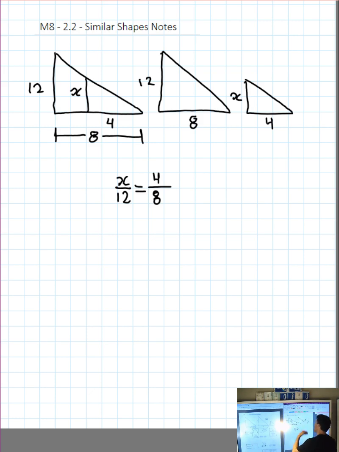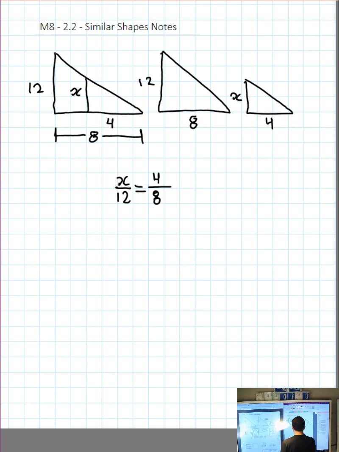So for example, I could set up 12 over 8 equals x over 4, or x over 12 equals 4 over 8, or 8 over 4 equals 12 over x, or x over 4 equals 12 over 8. There's all types of examples that we can set that up with. But outside of that, I chose that one.